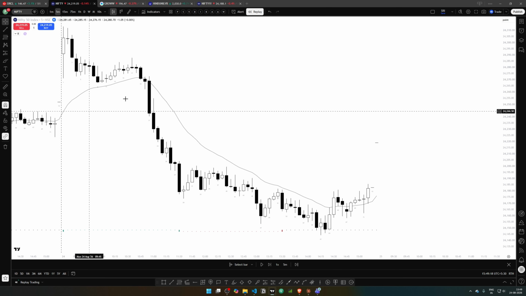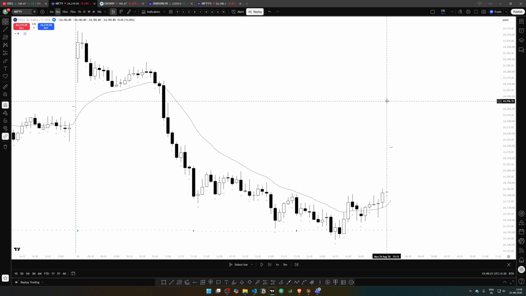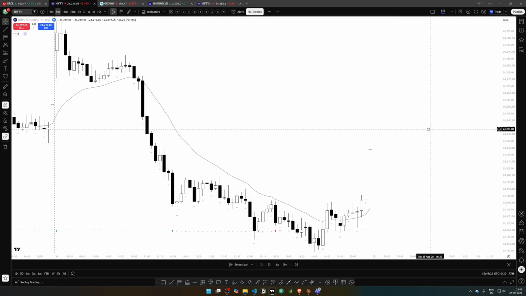Any doubts in today's session? No, no. No, nothing. Okay. So I'll start with the breakout and follow through. What you guys need to do.